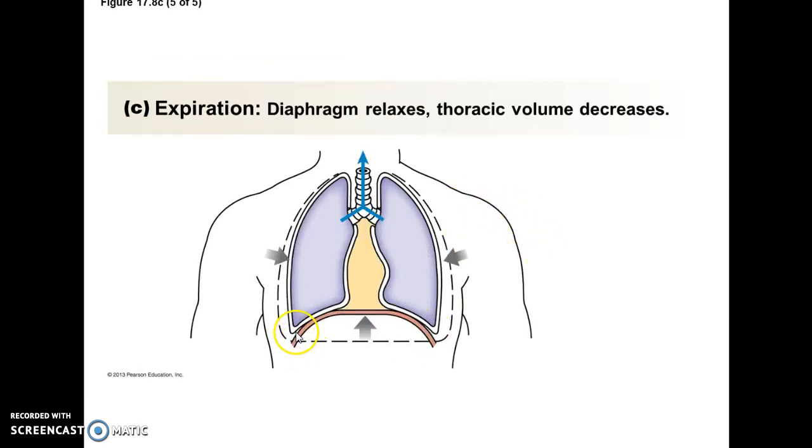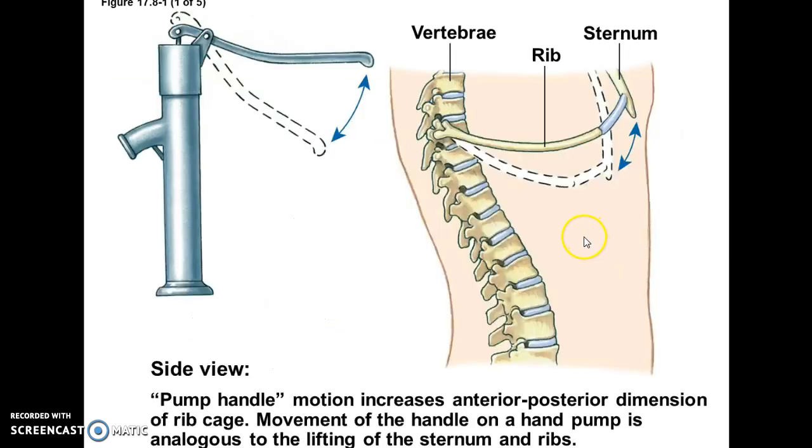All right, in expiration, then you're going to relax the diaphragm. The diaphragm goes back to the position in which it is dome shaped. The volume decreases, right? The pressure increases and air flows out. Right, so you can see here that your ribs are actually kind of pointed in a downward position.